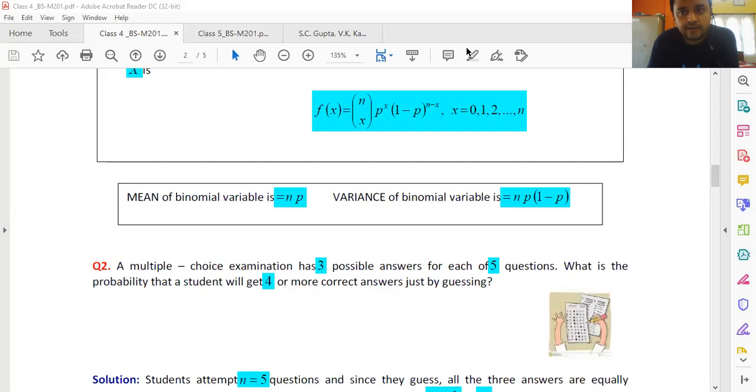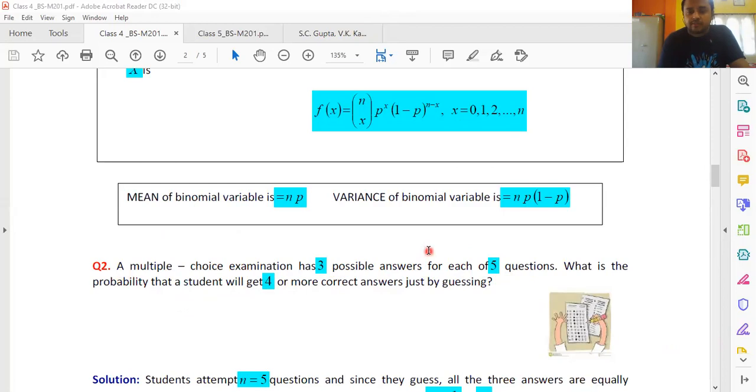Another question which I have discussed over here goes like this. A multiple choice examination has 3 possible answers for each of 5 questions. What is the probability that a student will get 4 or more correct answers just by guessing? The current scenario, I can study the same thing with you also.